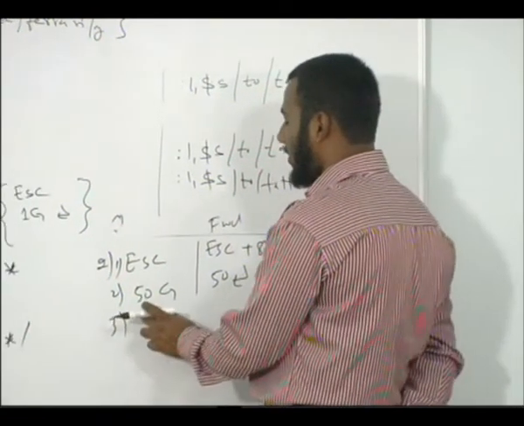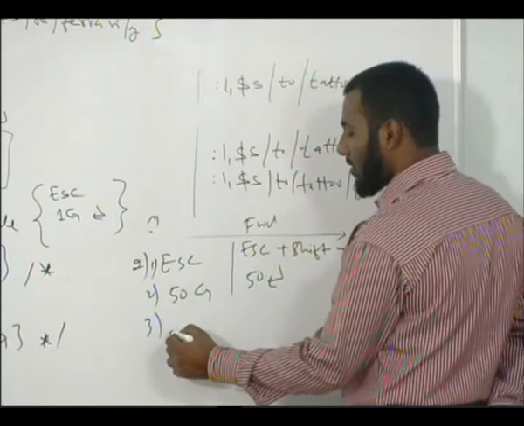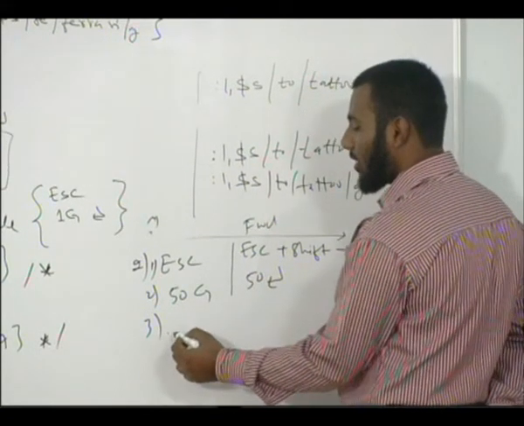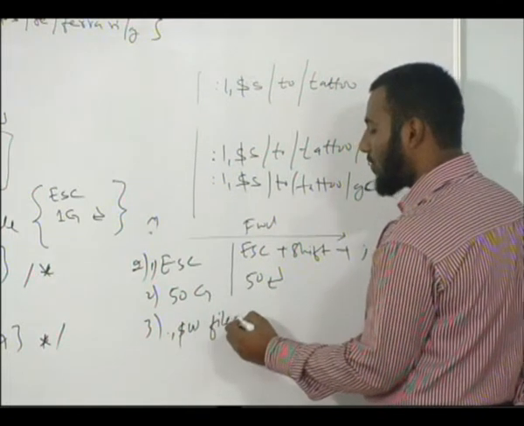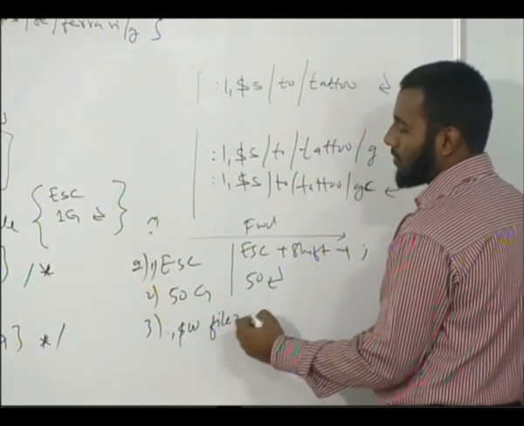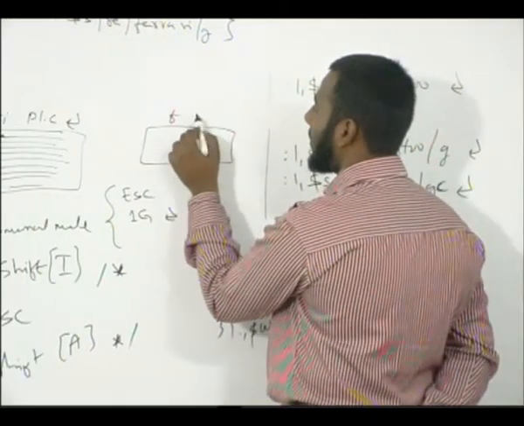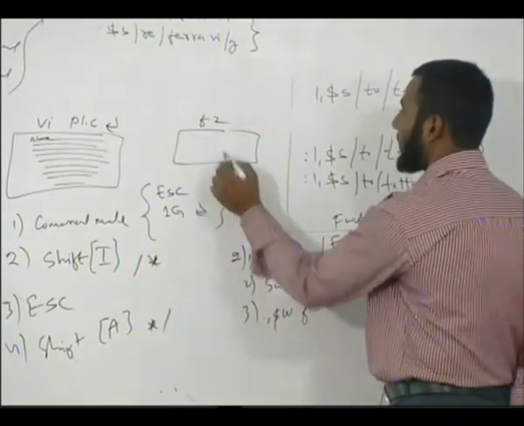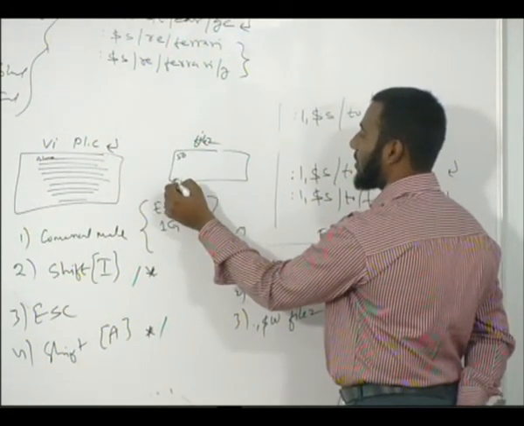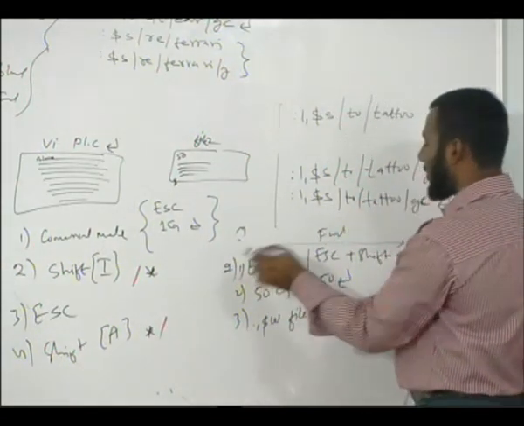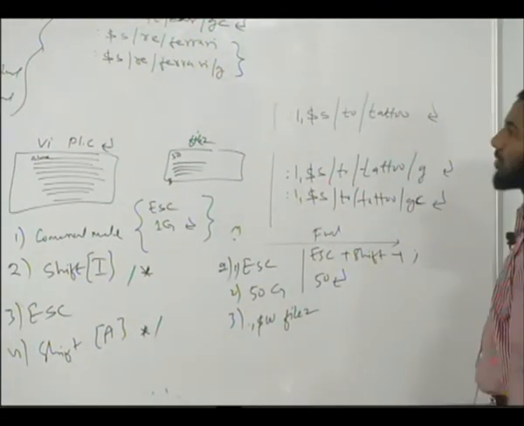Now our current line is 50. After this, I want to write these contents, meaning from the current line to the last line, to file 2. Suppose this is P1, then a new file 2 will be created, and it will have all the contents from line number 50 to the last line, including the current line. This is how it works. These are the sequence of steps. There are two ways you can do that.